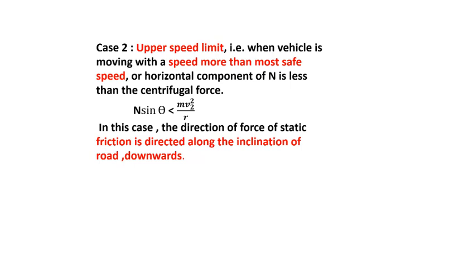Upper speed limit, that is when the vehicle is moving with a speed more than the most safe speed, or the horizontal component of n is less than the centrifugal force. N sin theta, that is the horizontal component, is less than mv2 square upon r. In this case, the force of static friction is directed along the inclination of the road downwards. It is exactly opposite to what we have discussed in the previous case. Let us have a look at the diagram.